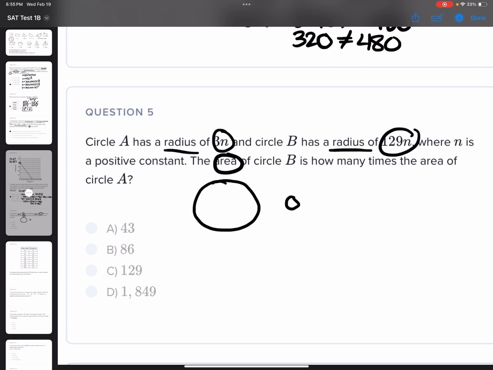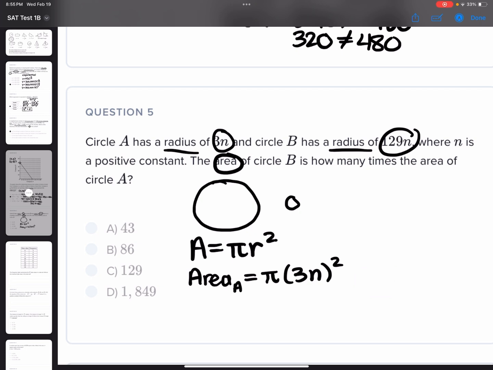In order to determine that, we always take the bigger value divided by the smaller value to find out how many times it is. But of course, we don't know the area yet. So how about we solve for that, okay? Referring back to your formula sheet, I know this by heart. The area of a circle is pi r squared, okay? So let's find the area for A. It will equal pi times 3n squared.